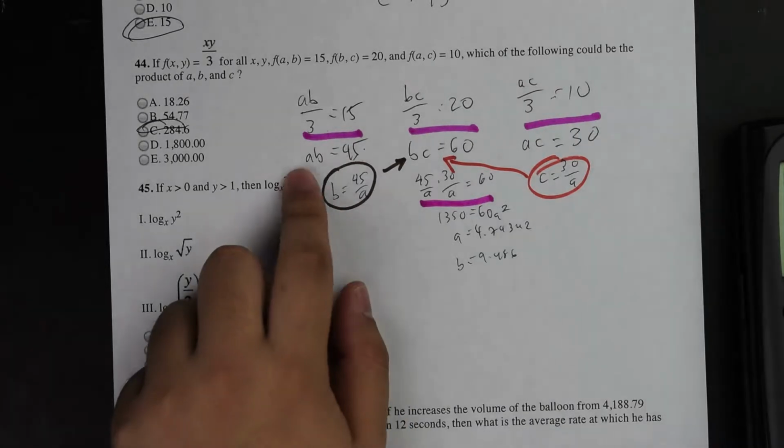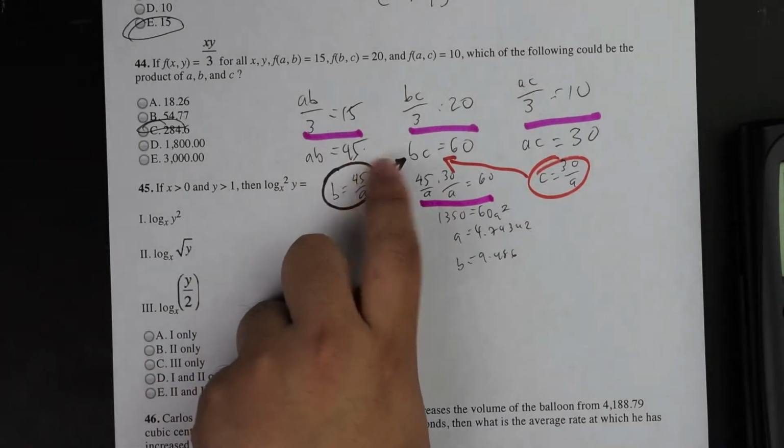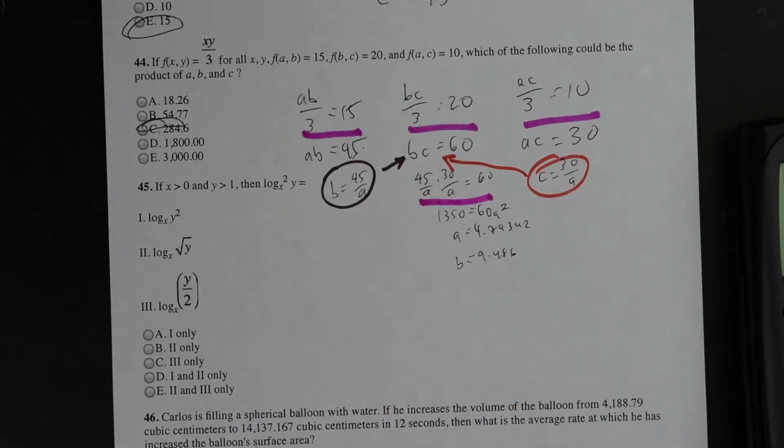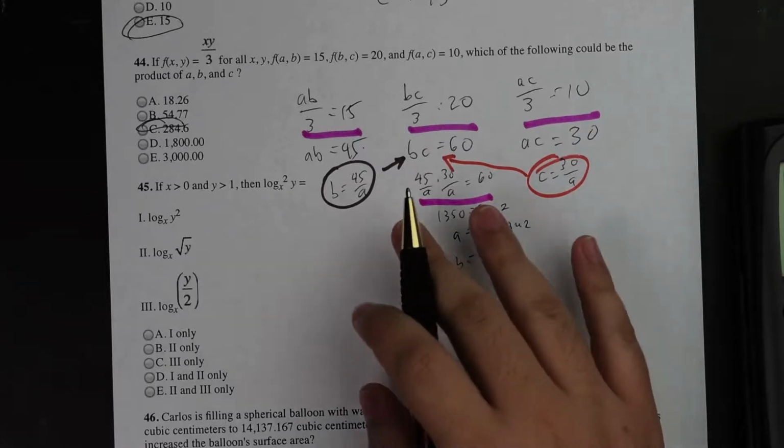Once I solved A, I could now use the other equations, AB equals 45, BC equals 60, and so on, to solve for B and C, and that helped me eventually get to the answer. I did that in the calculator, and that's how I was able to be certain that my final answer for number 44 is C. That concludes my explanation for that question. So I'm going to go ahead and continue on to number 45.